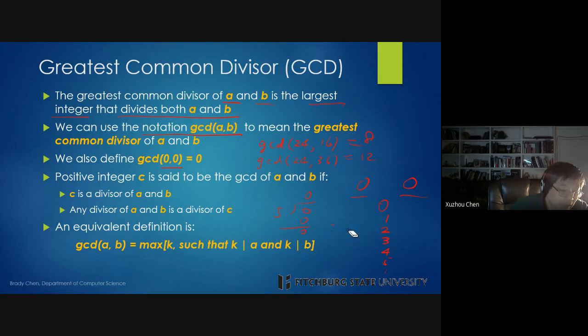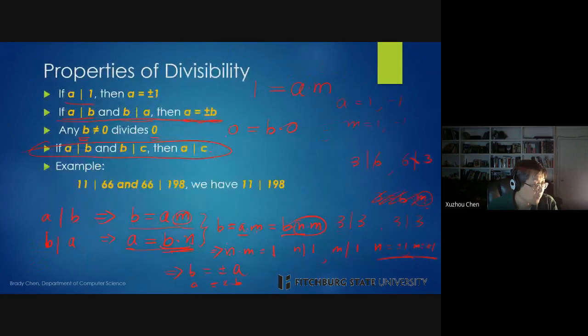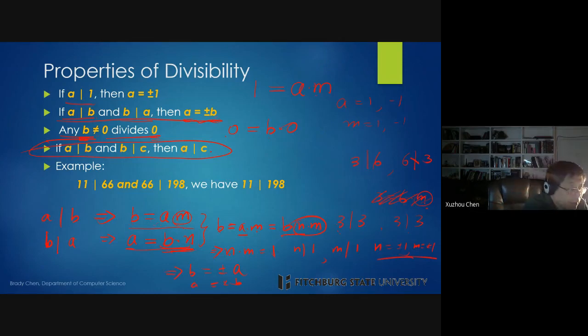So any number can divide 0. That sounds very strange, right? This is very strange. Because let's go back. Any number, any b, if b is not 0, divides 0. Because 0 can be written as b times 0. So b is a factor of 0. So any number can divide 0.